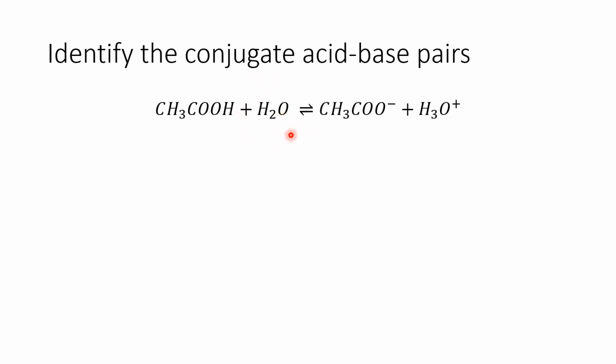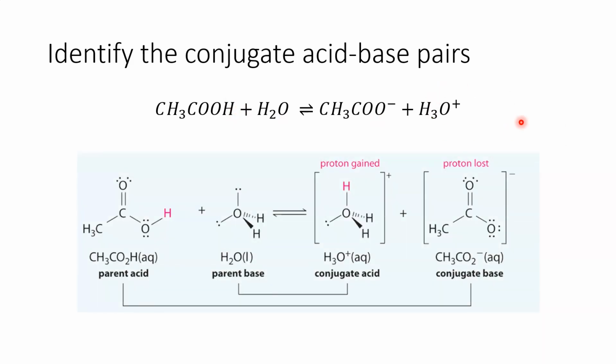So this water molecule, this oxygen has two lone pairs on it and it can accept this proton here and make H3O+. So if we wanted to look at what that would look like if we were to draw out Lewis structures, we have our parent acid, that's the acetic acid, and the base, which is the water. And you can see once you've gained your proton, you're now a conjugate acid and a conjugate base.